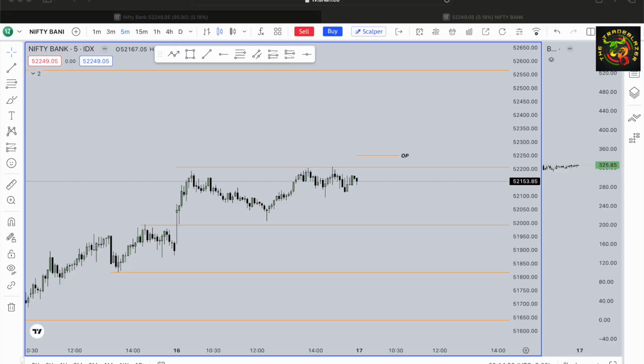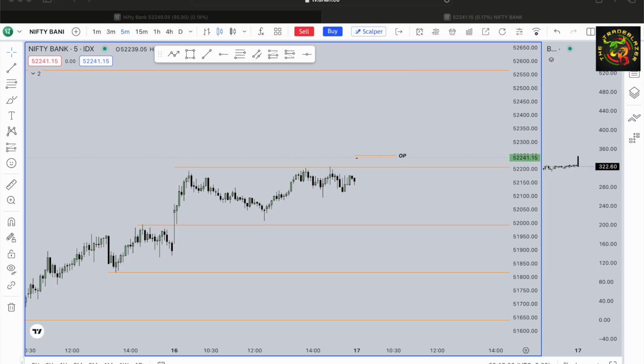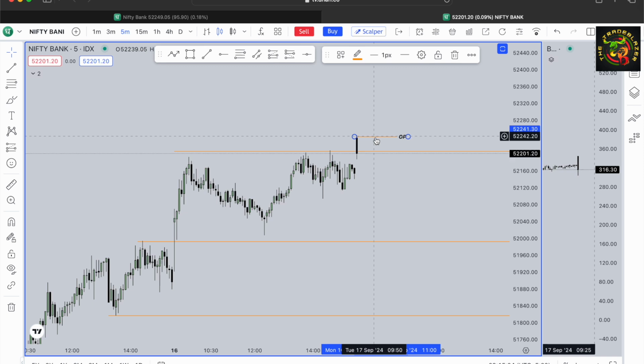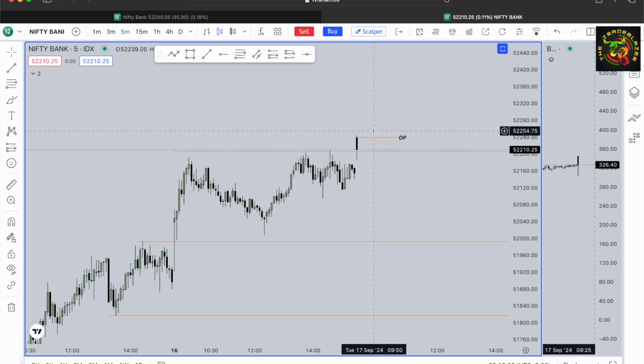Market is about to open, guys, in just a few seconds. It just opened. You can see that it opened gap up, and I didn't mark the supply zone yet. I'm looking at the other chart. Yes, there is a supply zone just near this opening price. You can see here, I have just marked the opening price here. So it already tapped into the supply zone. I will mark it in a bit.